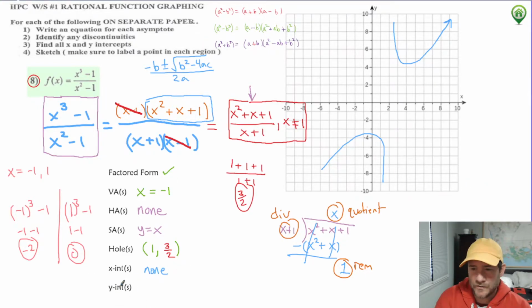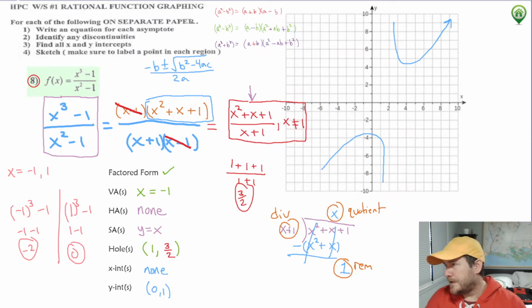But for a y-intercept, we should have one. We plug in 0 and see what we get. And plugging in 0 gives me 1 over 1, so 1. So I know that (0, 1) is a y-intercept. And I still feel safe assuming that there's no x-intercept. So let me get this rough sketch out of here, and we'll try to make a real sketch.